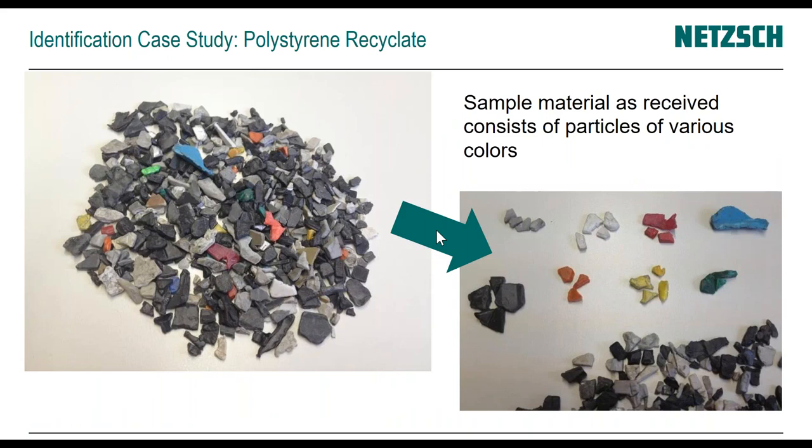And in a study that we performed here at Netzsch, we took a bunch of regrind that you can see here on the left, and we knew in general it should be polystyrene. And we just optically looked at the material, and you can see the dark gray and light gray or blackish particles, and you can see some of the colored ones. Obviously, even the black particles could be different materials, but for the purpose of the study, we picked out the different colored ones to look at what material that actually is.